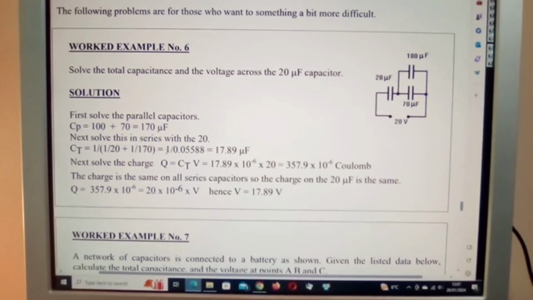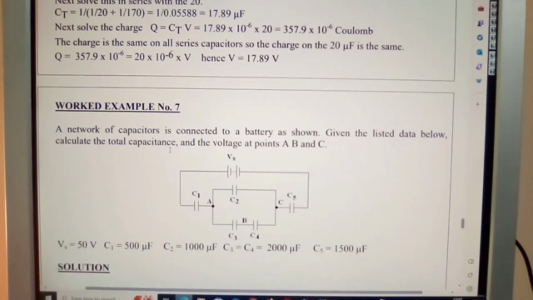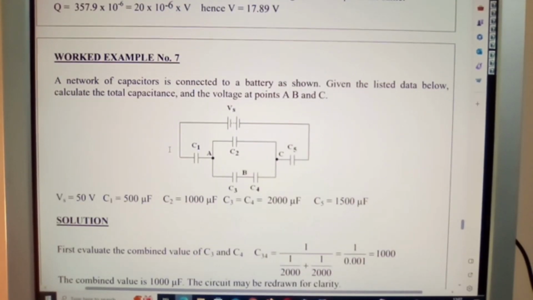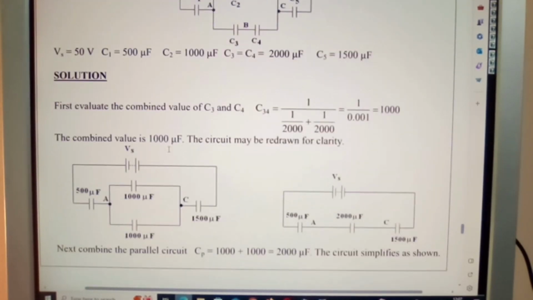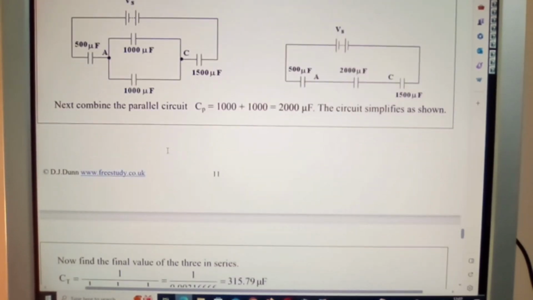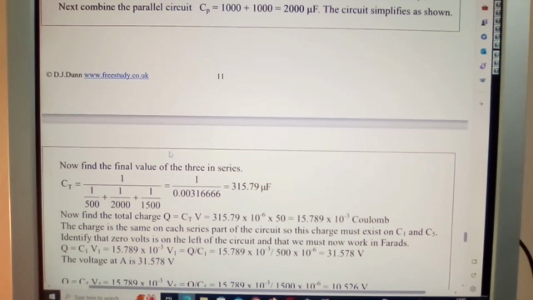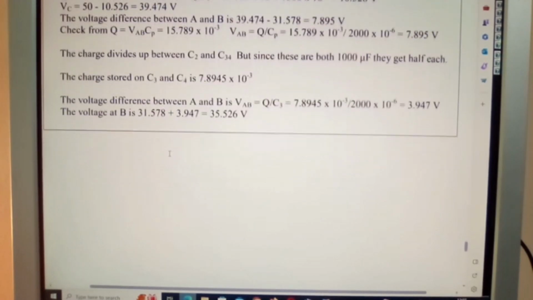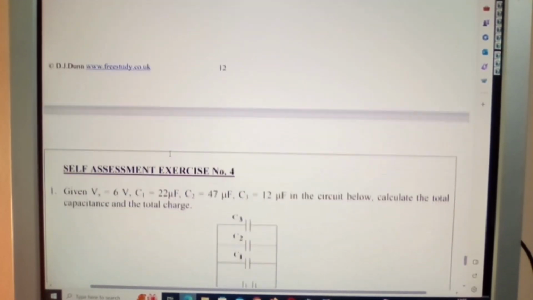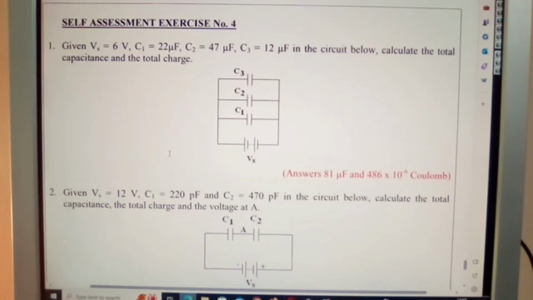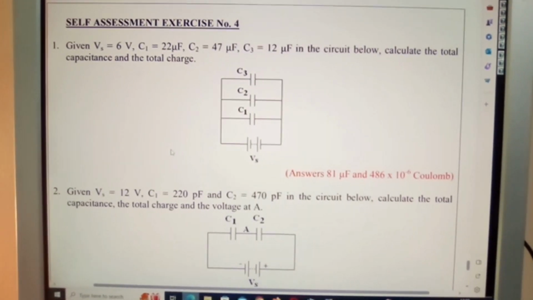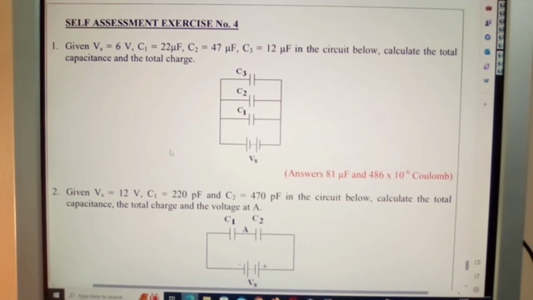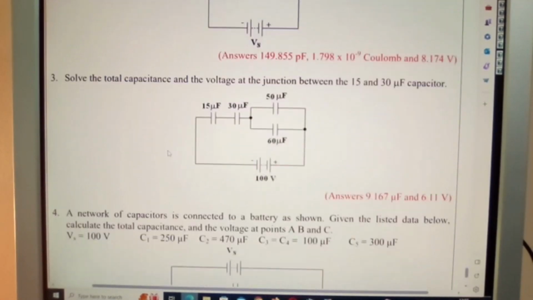Here are some exercises for you to do. Here's some self-assessment work for you to do, so please try and complete it.